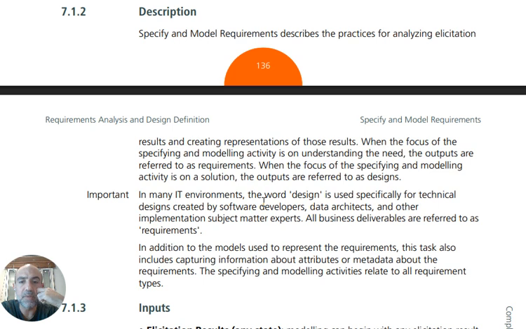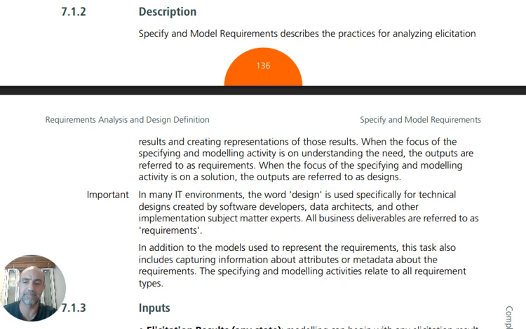So when the focus of the specifying and modeling activity is on understanding the need, the outputs are referred to as requirements. So the input is information and the output is requirements. And then requirements are also technically an input for something in the future.